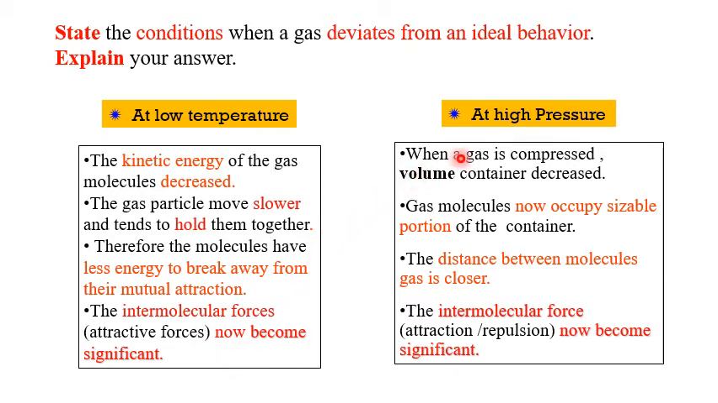While at high pressure, a gas is compressed, the volume of the container decreases. Now the gas molecules occupy a sizable portion of the container. This means the actual volume available for the gas particles to move about is always less than the volume of the container. So the distance between the gas molecules is closer. The intermolecular forces, meaning the attractive and repulsive forces, become significant.